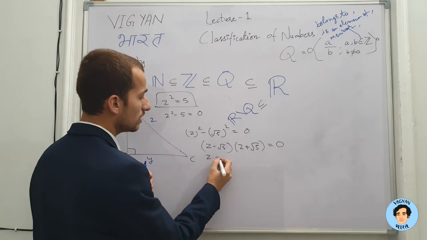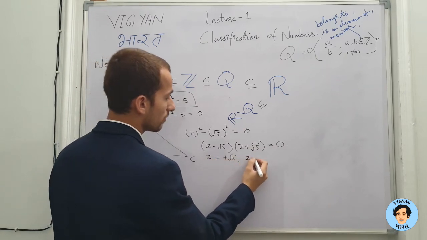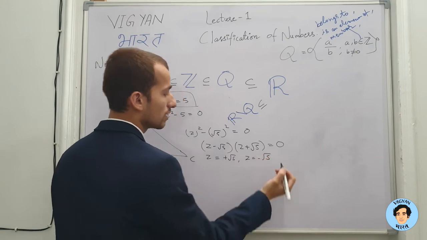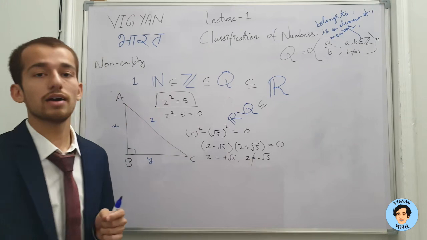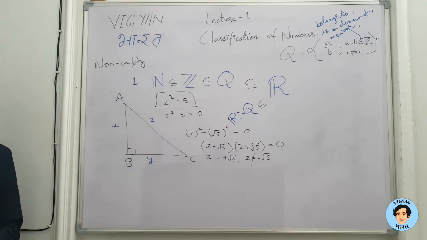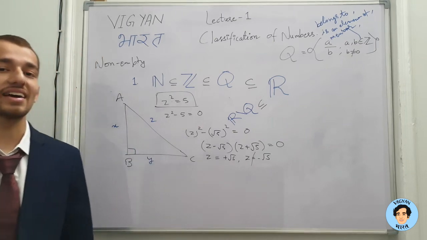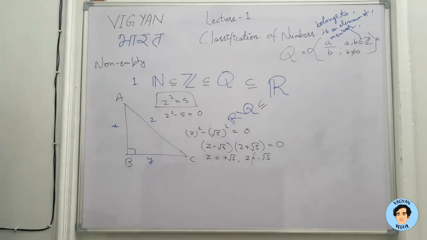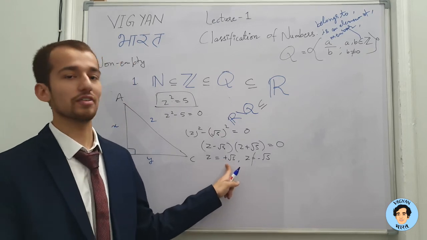Then this Z is nothing but plus square root 5 and minus square root 5. But in our context, this cannot hold, because why? Think over it now again. Because this Z is nothing but the length of the side of this triangle, the hypotenuse in our case, and length cannot be negative. So simple. So Z has to be of course root 5.